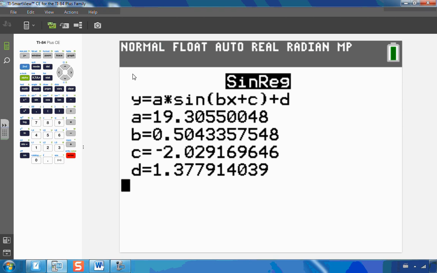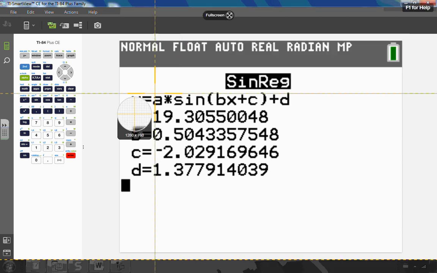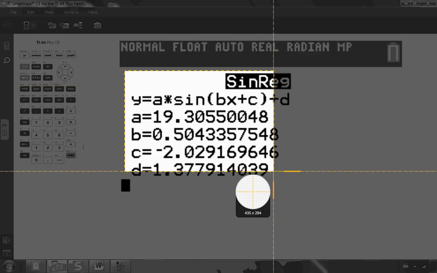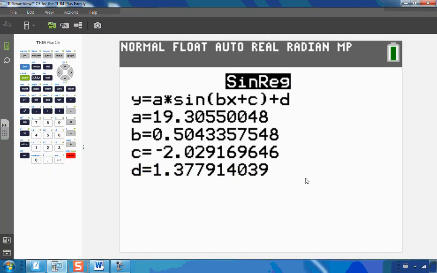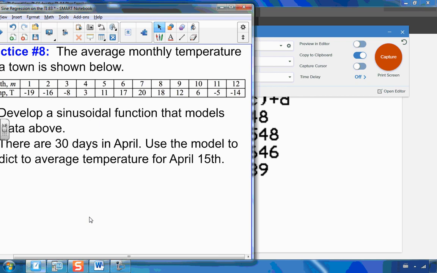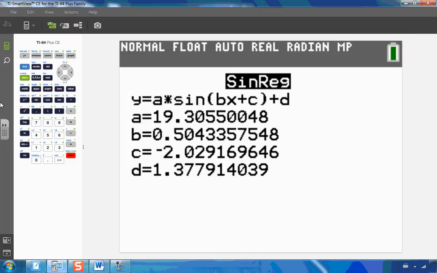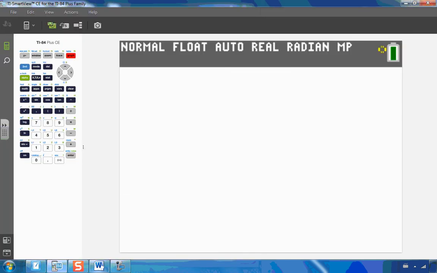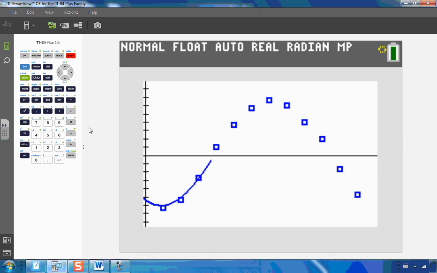Now, here is my sine regression. This is my equation. I'm actually going to copy this over because I feel like we need that as part of the question. So I'm going to copy that. Let me just put it in my notes really quickly. There we are. Okay, now let's go back to the calculator and let's hit graph. And there we go. See, it's going through as many of the points as it possibly can.